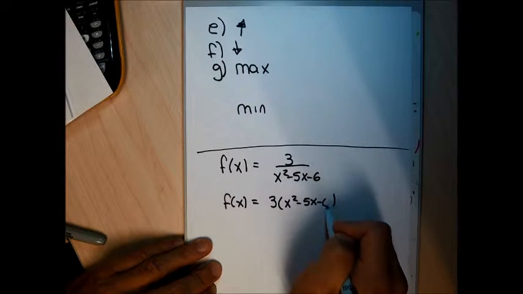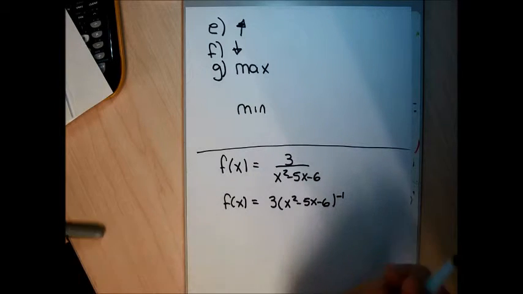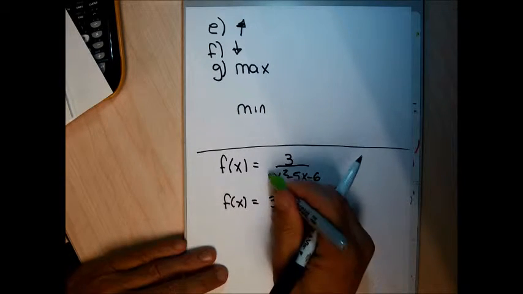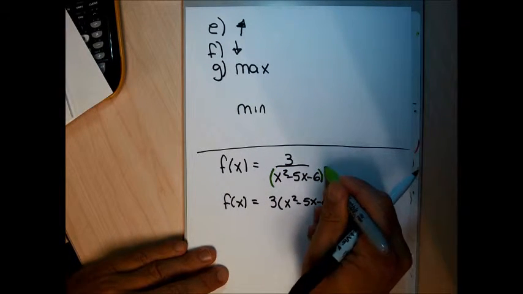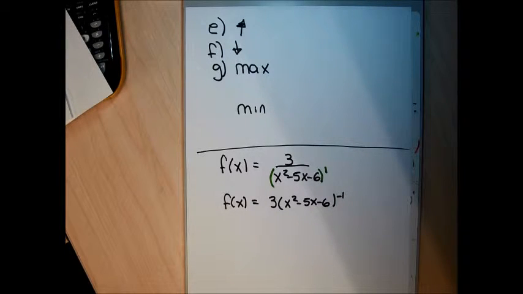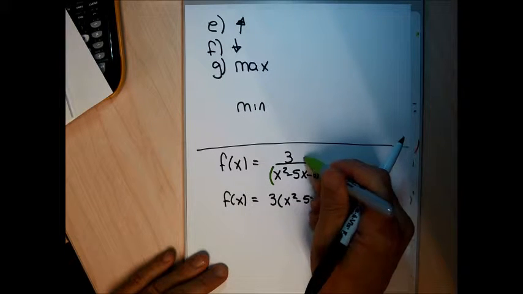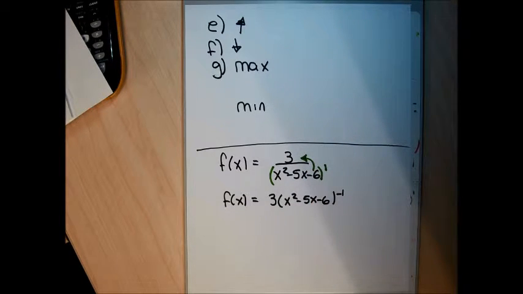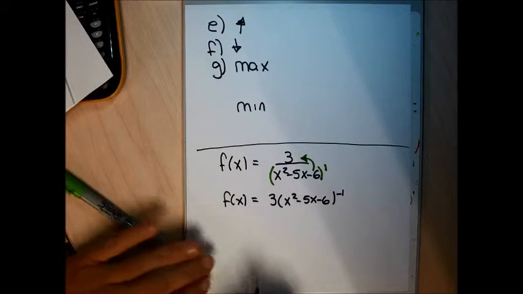But you absolutely could use the quotient rule. In order to rewrite it to use the chain rule, I have to think of the denominator as having a parentheses with an exponent of 1, and then I can move the denominator up to the numerator, make it so I don't have a fraction anymore, and change the exponent from positive to negative. Now I'm going to use the chain rule.